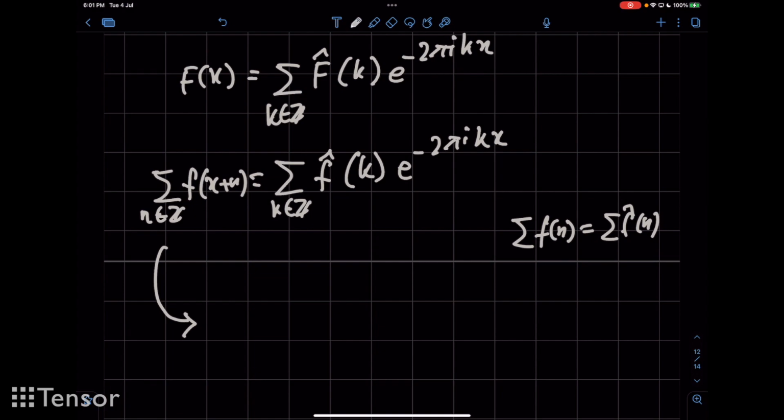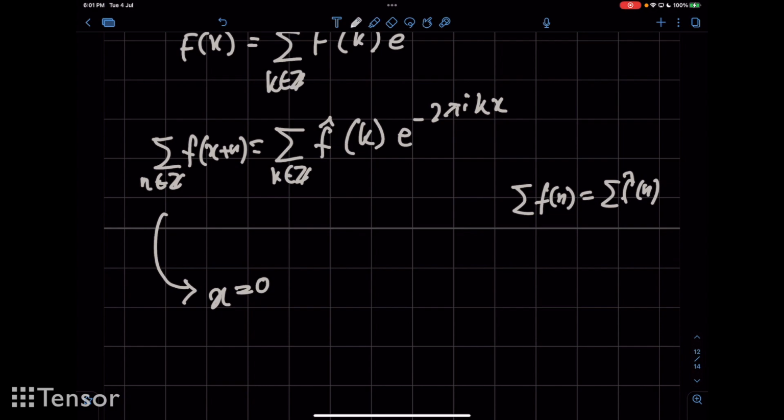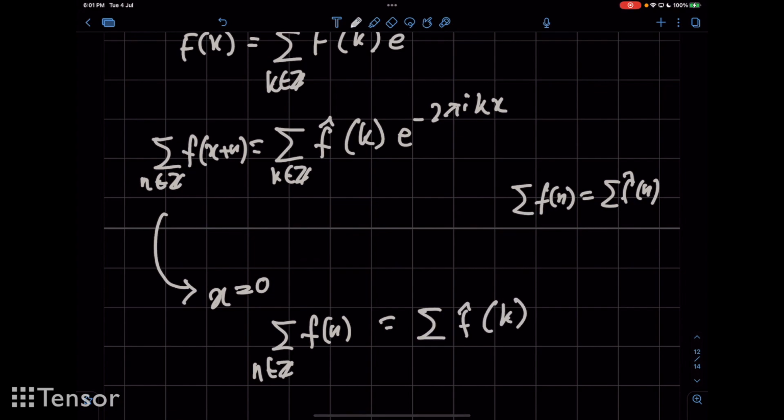Like, this is true for all x, right? So we need to pick a particular value of x. 0. Exactly. So plugging in x equals 0 gives us, on the left hand side, the sum of f of n, as n runs in the set of integers. On the right hand side, this exponential term becomes 1. So we get the sum of f hat of k as k runs in the set of integers. And we're done.